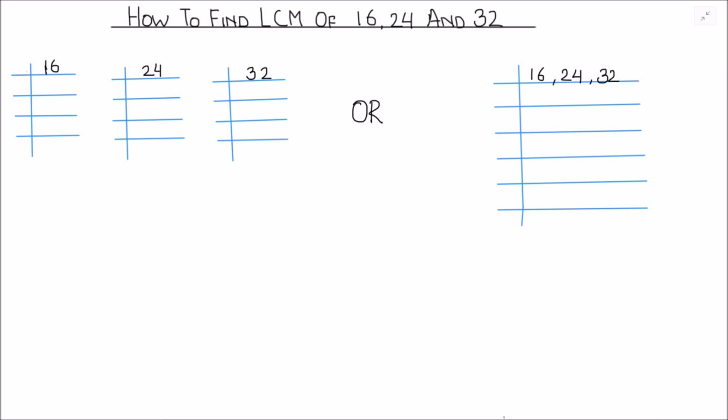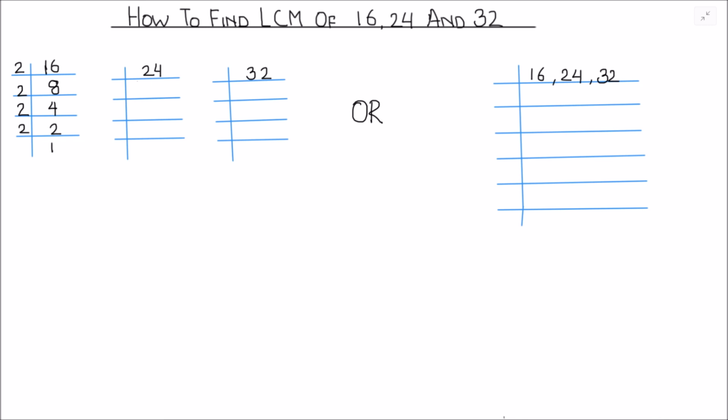Let us divide 16. The minimum prime factor or prime divisor is 2. So 2 times 8 is 16. Again we will divide 8 by 2. So 2 times 4 is 8. Then 2 times 2 is 4 and 2 times 1 is 2.